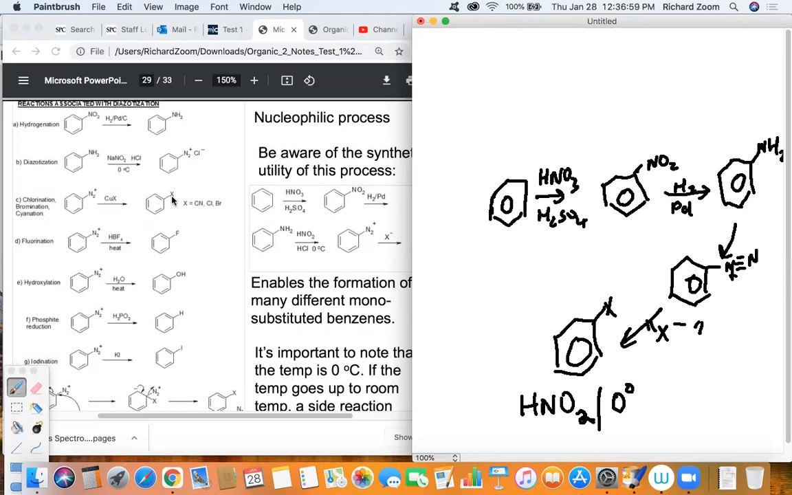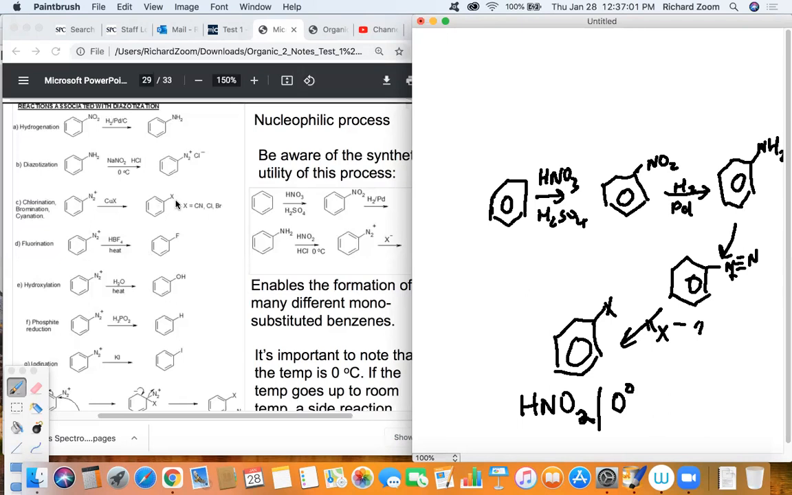Now, the different X groups that we're talking about here, we've got CuX, where it's CuCl, CuCN, CuBr. You can see them over here listed. Can you see that on the screen? Yes. Okay. So you can be clear here that if it's CuX, it's effectively Cu plus and X minus.